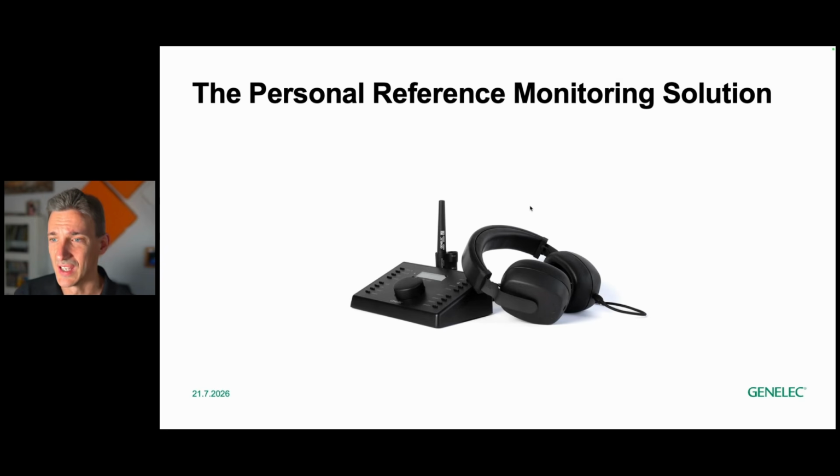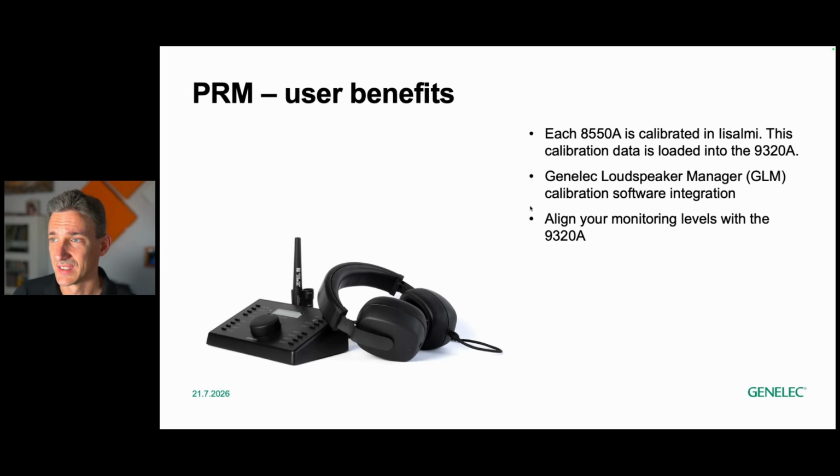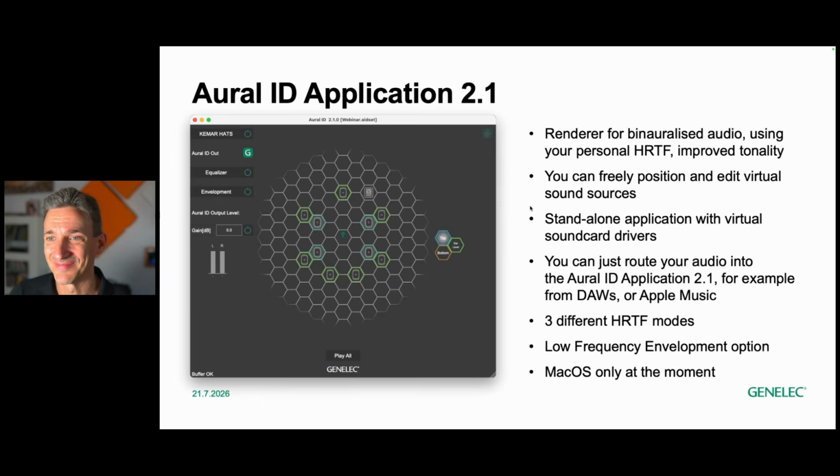And this is how it looks. So this is the controller with the measurement microphone and the 8550 headphones. Yeah, I just spoke about that. It's a very versatile solution. And you can, of course, have, in addition to this serial number-based equalization, another EQ included. But this is a very basic one, I have to say. This is really something for basic adjustments. Fine-tuning I would always do with the EQ of the Aural ID application.